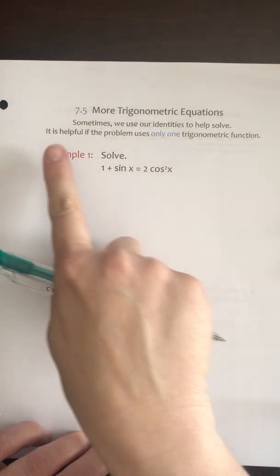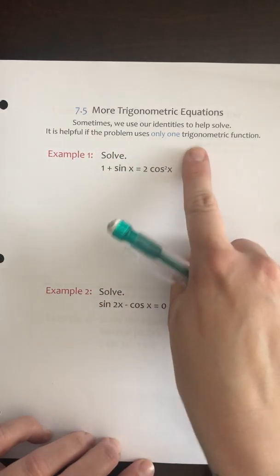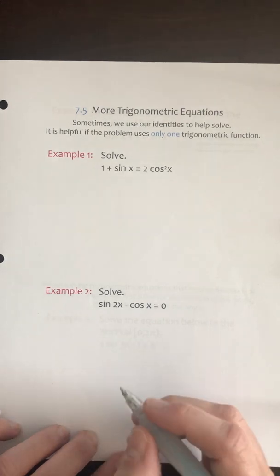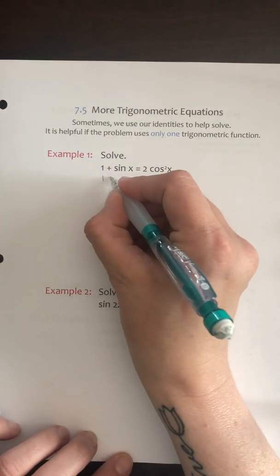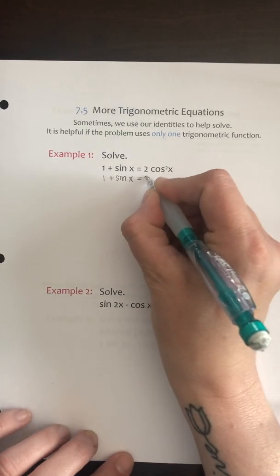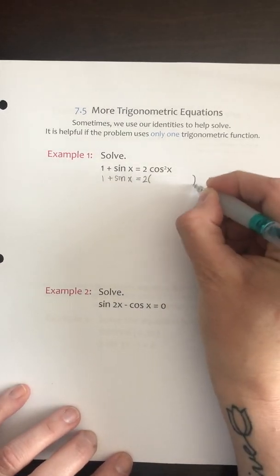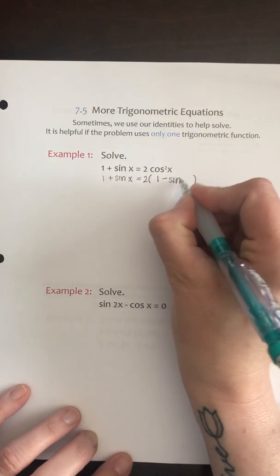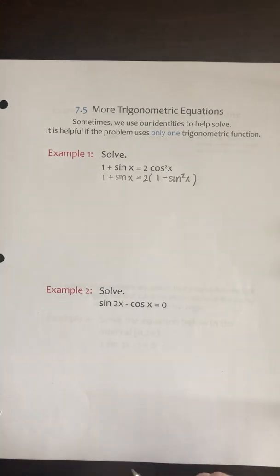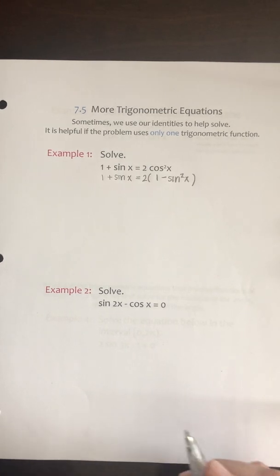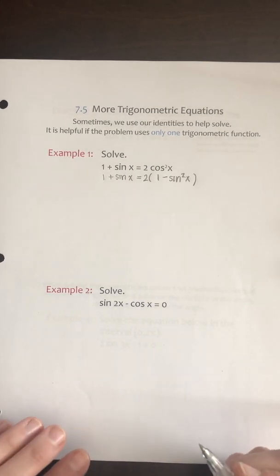So notice right up here it says that sometimes it's helpful if you only use one trigonometric function, and this is what brings us back to those Pythagorean identities. So what I'm going to do to start us off is substitute in place of cosine squared x, 1 minus sine squared x. Again, this comes from that first Pythagorean identity that we learned that said sine x squared plus cosine x squared equals 1. So those identities are coming back. Don't forget them. Sometimes we need them.